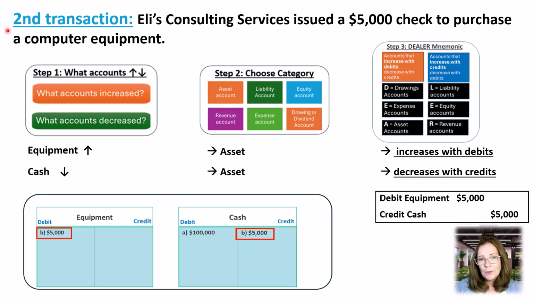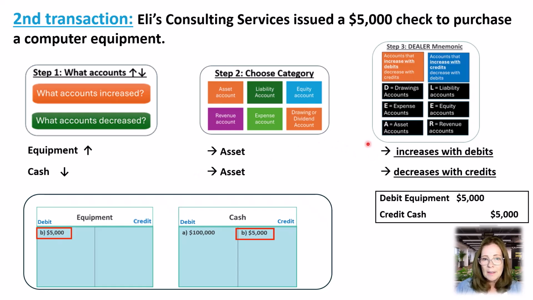For our second transaction, Eli's Consulting Services issued a $5,000 check to purchase a computer and other equipment. When we analyzed this transaction using the accounting equation, we said that the business's equipment increased because the business now has more equipment, and cash decreased because Eli's Consulting paid with a check and the bank account decreased. In step 2, we ask what kind of accounts equipment and cash are. Equipment is an asset and cash is an asset.